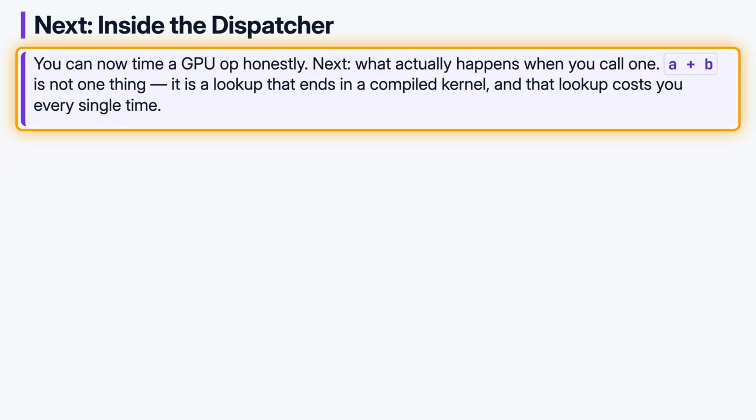You can now time a GPU operation honestly. Next, we look at what actually happens when you call one. The line a plus b is not one thing. It is a lookup that ends in a compiled kernel, and that lookup costs you every single time. We open the dispatcher and follow one Python line down to its kernel. See you there.